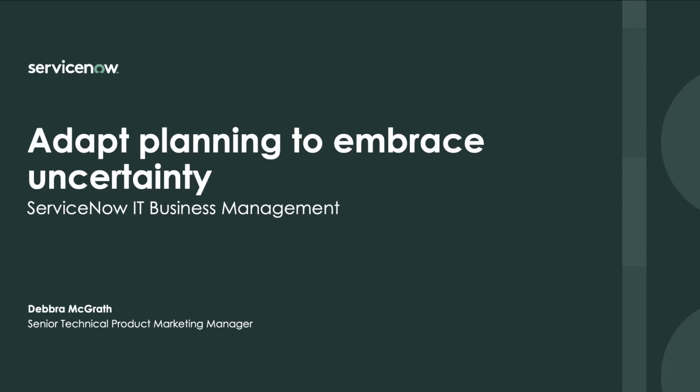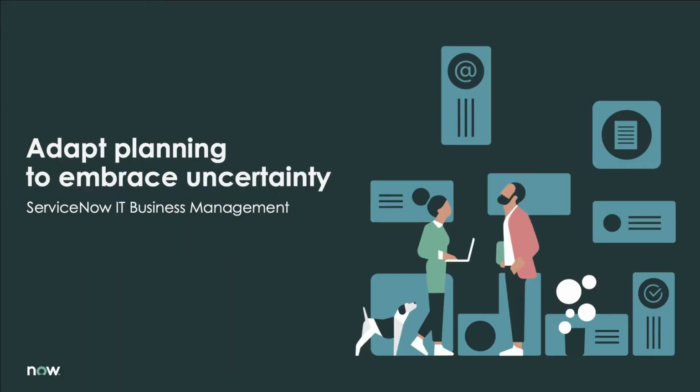In this 7-minute demo, you'll see key capabilities of ServiceNow IT business management applications and capabilities that will enable your organization to adapt planning to embrace the uncertainties that happen with change. With traditional plan-driven models and complex rules and controls, organizations are not very good at dealing with uncertainty. When change happens, it can be difficult to adapt plans and refocus your teams to reach desired business outcomes.